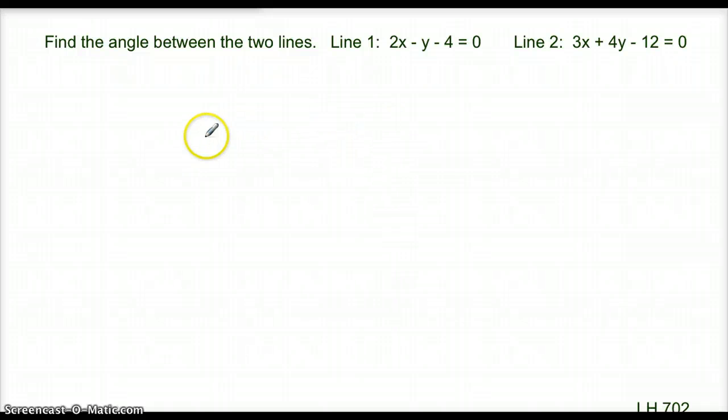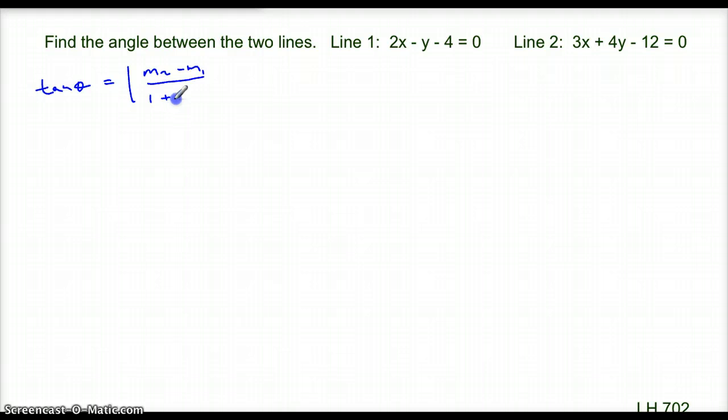All right, so we're given a couple of lines here. We want to figure out what the angle between them is. The first thing I'm going to do is figure out their slopes, because I know that I'm going to write the formula: the tangent of the angle between them is equal to the absolute value of m2 minus m1 divided by 1 plus m1 times m2.